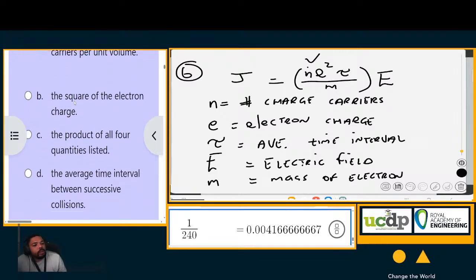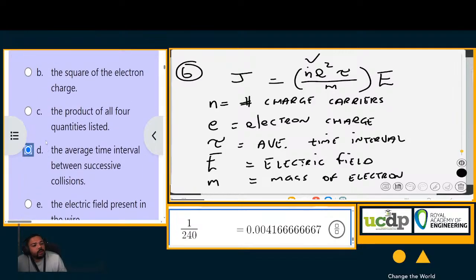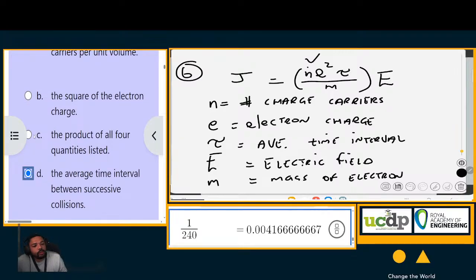The square of the electron charge, that is correct as well. The product of all four quantities, we haven't listed all four quantities. The average time interval between successive collisions, yes, it's proportional to that. And the electric field present in the wire, bang. So it is directly proportional to the product of all four of these quantities.